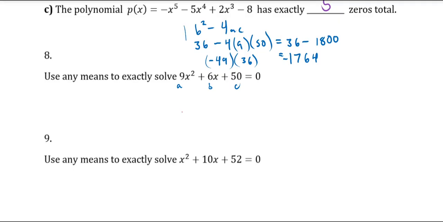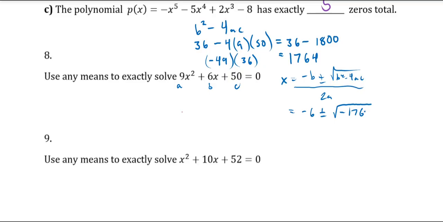And so when we look at the square root of this thing in the quadratic equation, it's going to give us a complex number. So let's actually just carry out the rest of the quadratic equation. We know that's going to be x equals negative b plus and minus square root of b squared minus 4ac over 2a. And we haven't really lost much time here because we already did the discriminant. This is negative 6 plus and minus the square root of negative 1764 over 18.